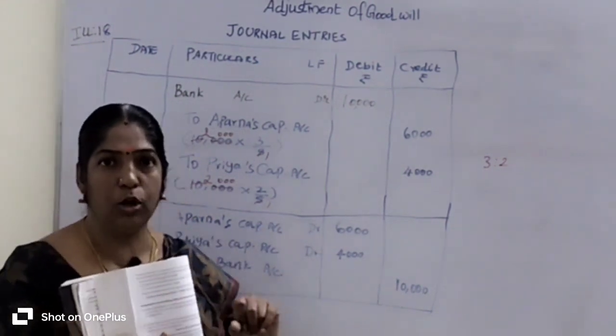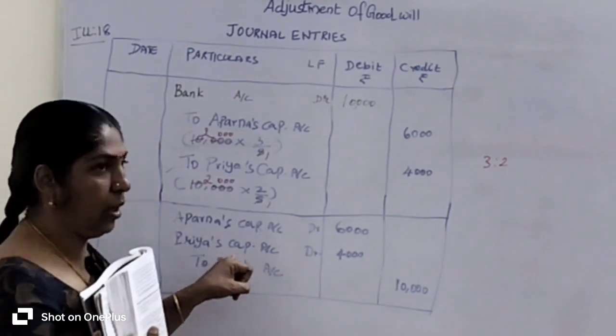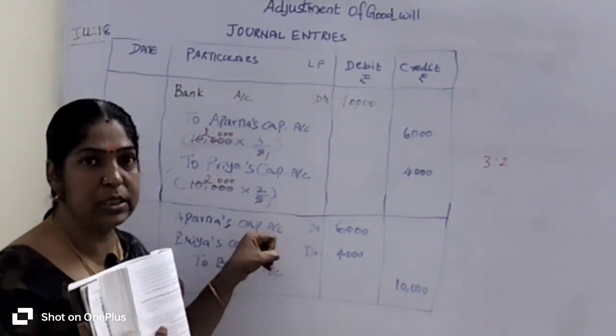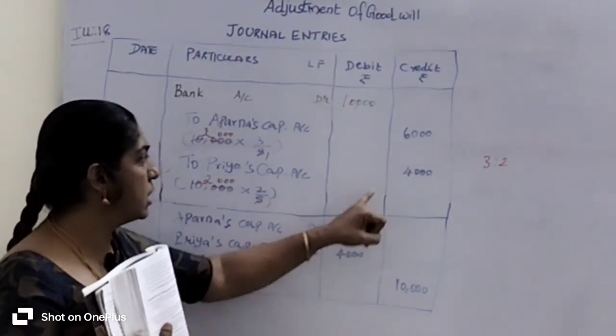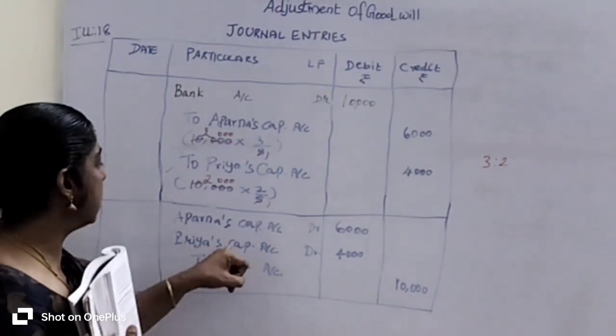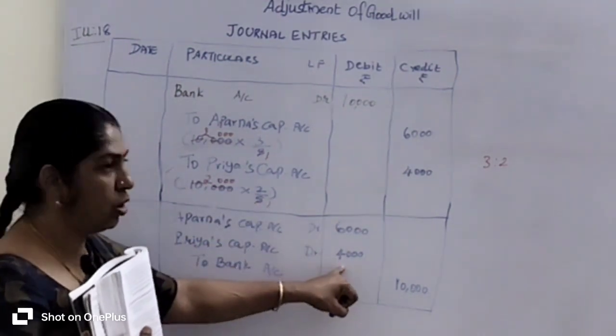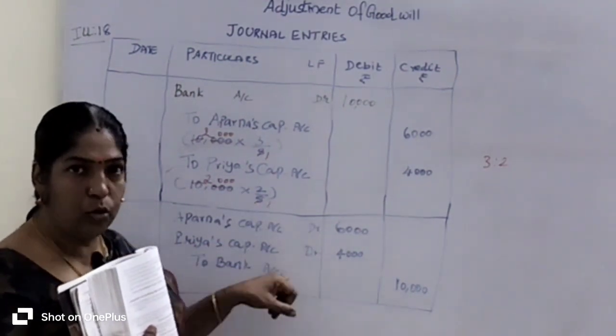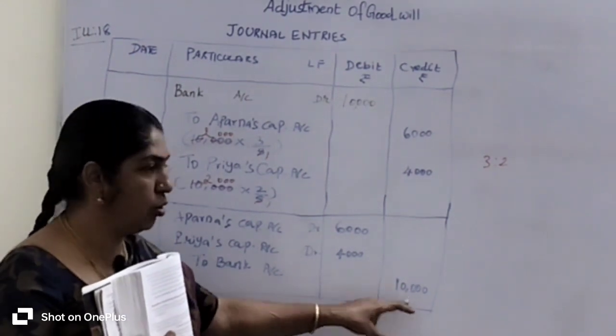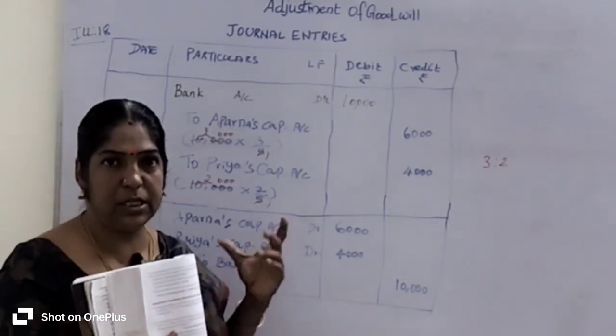Who are the respective old partners? Aparna and Priya. So we are going to pass Aparna's capital account debit 6,000 rupees and Priya's capital account debit 4,000 rupees, debited, and bank account 10,000 rupees credited. Okay. This is the journal entry.